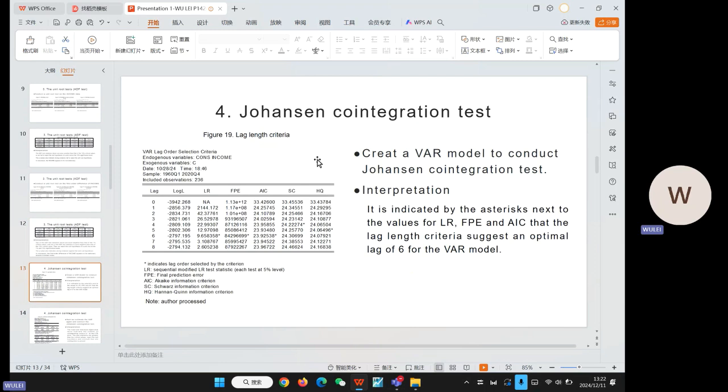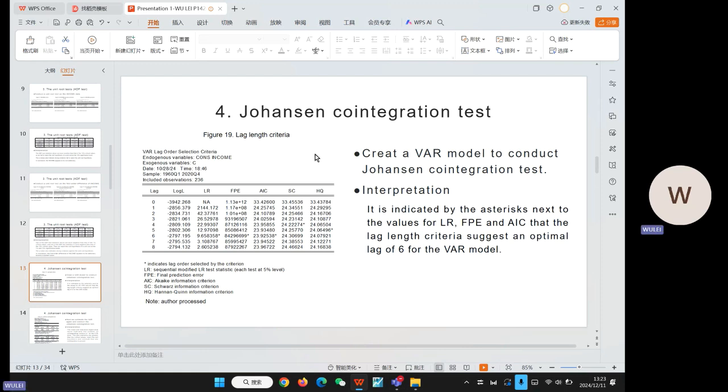Next we do the Johansen cointegration test. But before the test, we need to create a VAR model to conduct the Johansen cointegration test. The left picture is the result of the lag length criteria. In the VAR model, we need to check the lag length. It is indicated by the asterisks next to the values for LR, FPE, and AIC that the lag length criteria suggest an optimal lag of 6 for the VAR model.